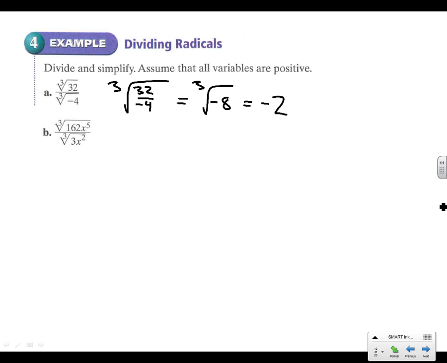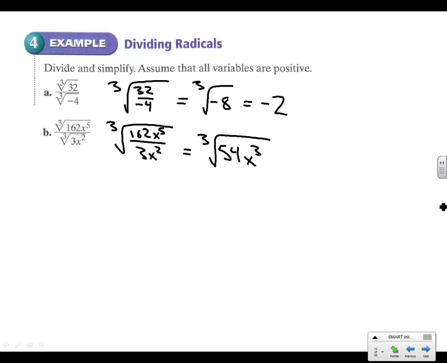The cube root of 162x to the fifth over the cube root of 3x squared is the cube root of, put them underneath, 3x squared in the denominator. 162 divided by 3 is going to be 50 plus 4. Let's see, so we've got cube root of 54, and then we subtract straight down x cubed here.